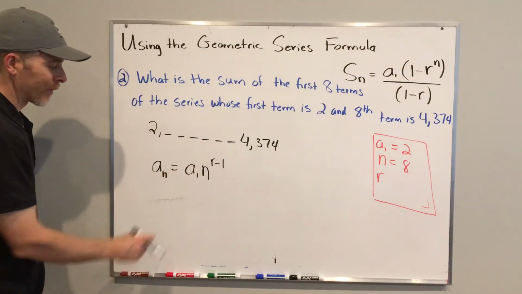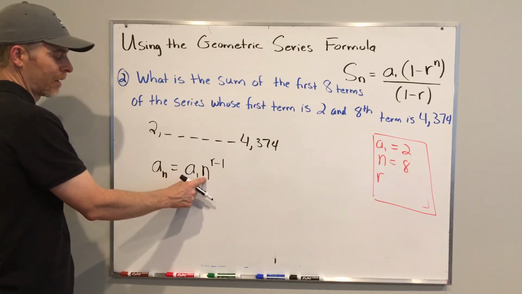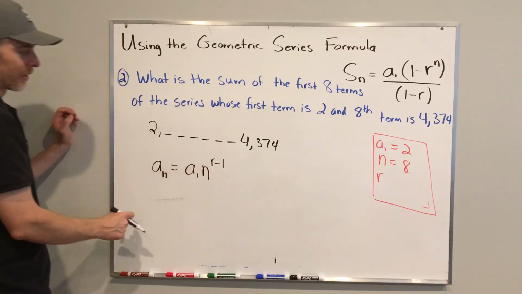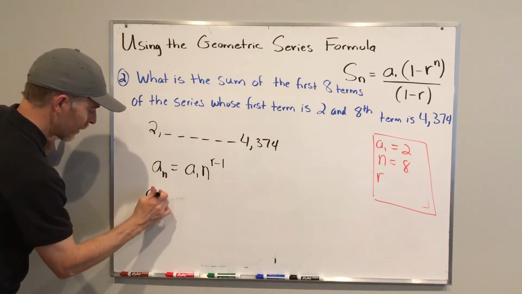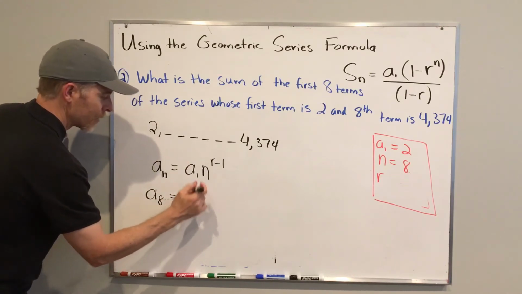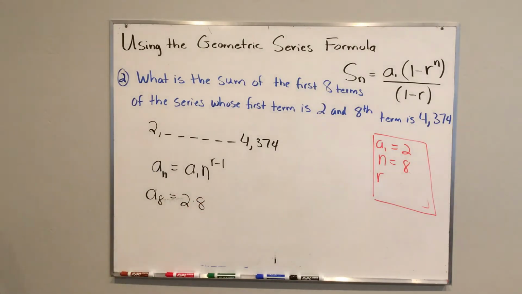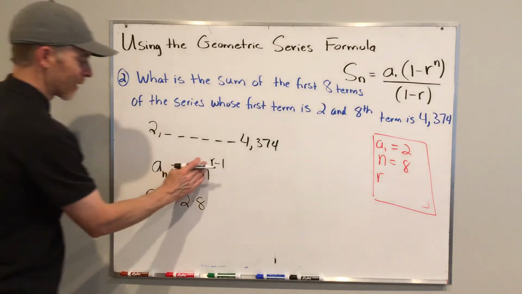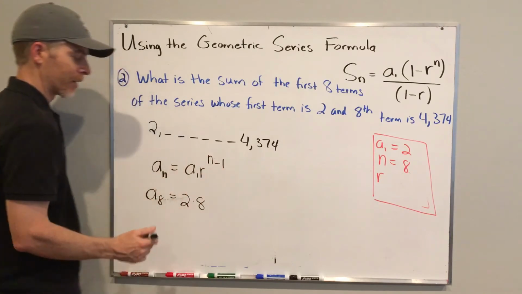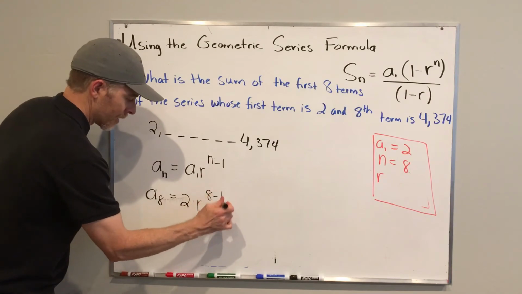So let's plug into this formula because we do know the first term. We don't know r, but we do know n. So we can use the formula to get r. Okay, so let's do the 8th term. a sub 8 equals the first term times r, yeah, I thought that looked backwards. Let me fix that. I'm not going to redo the video. So this is r to the n minus 1. Okay, so this is r to the 8 minus 1.